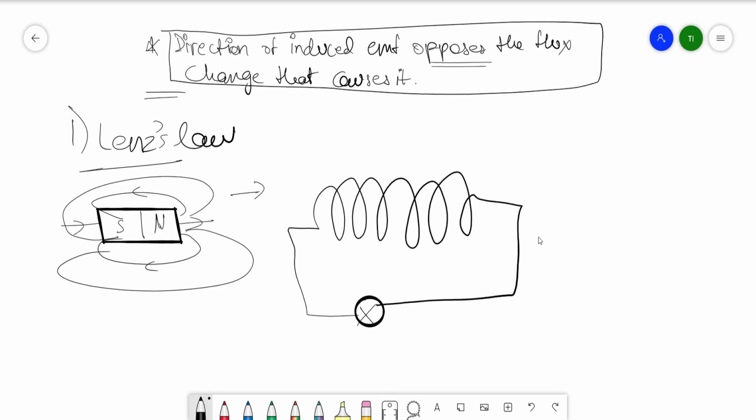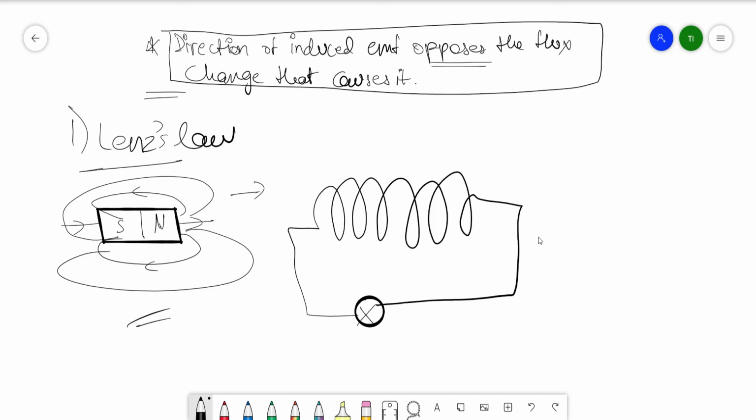Now when it's moved towards this coil, it'll induce an EMF, and when an EMF is induced, there's obviously a current induced. And what happens when a current carrying conductor carries current? It also has its own magnetic field, okay? Because it has its magnetic field, these two magnetic fields will interact and apply a force on this magnet.